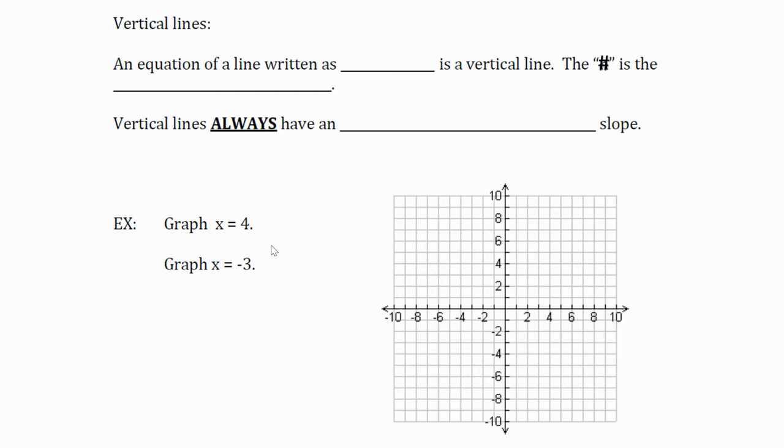All right, vertical lines is the opposite. So an equation of a line written as x equal a number is a vertical line. And the number is going to be the 0 or x-intercept. So it's where it's going to cross the x-axis. So vertical lines always have an undefined slope. Remember when we talked about the different types of graphs that we could have: positive, negative, 0, undefined? 0 was like a flat ground, and undefined was straight up and down.